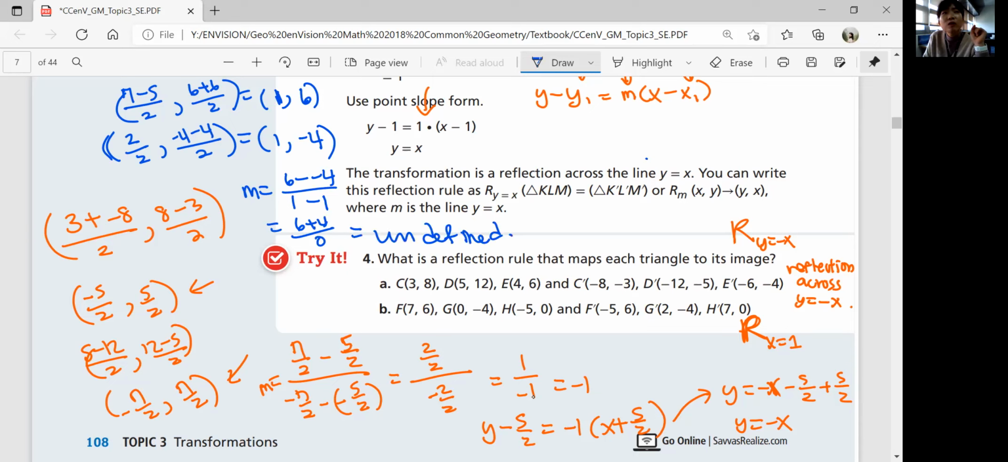What does undefined slope do? It's a vertical line. Okay? But still, you can write an equation. For vertical lines, it's always going to be x equals a number. So look at your x value. That's equal to 1. So your x should be 1. And that has an undefined slope. Okay, that's why you have a reflection across x equals 1. Right?